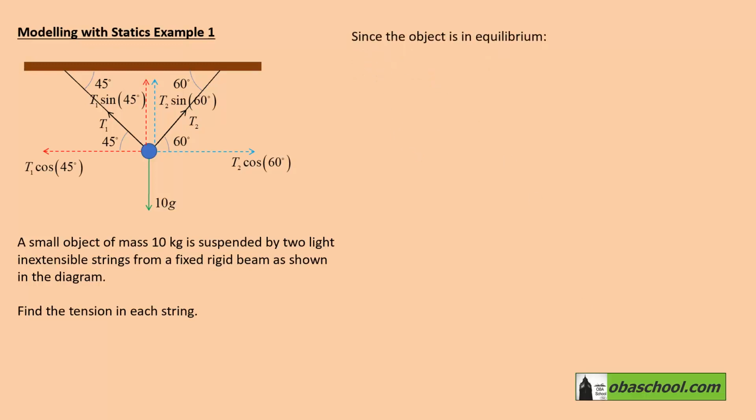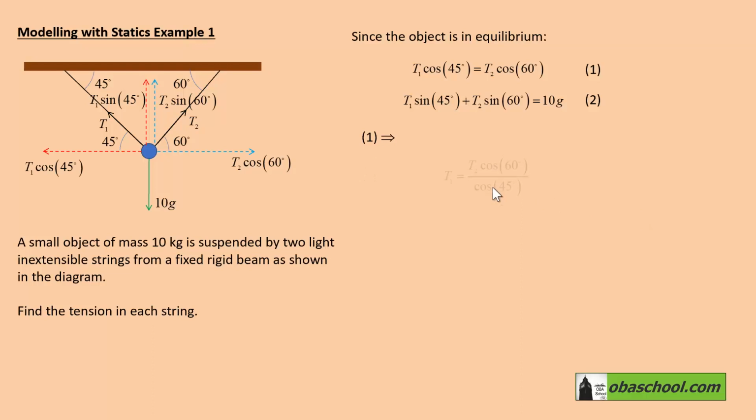Since the object is in equilibrium, we must have that T1 cos 45 is equal to T2 cos 60. In other words, the horizontal components must be equal. Let's call that equation 1. And then looking at the vertical components, T1 sine 45 add T2 sine 60 must be equal to 10g. Let's call that equation 2.